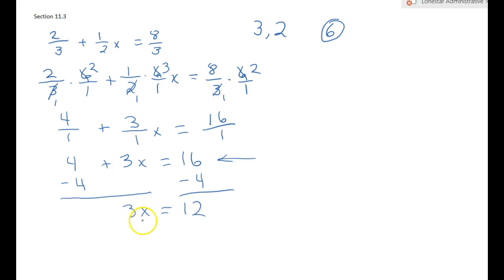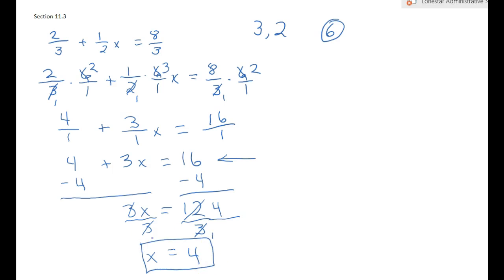Now what I want to do is get my x by itself, and I can do that if I divide by 3, but again I have to do that to both sides. The 3's cancel here, leaving me with x, and 3 goes into 3 once, 3 goes into 12 4 times, and I get 4 over 1, which is 4, and that's my answer. And it's a good idea to check that.